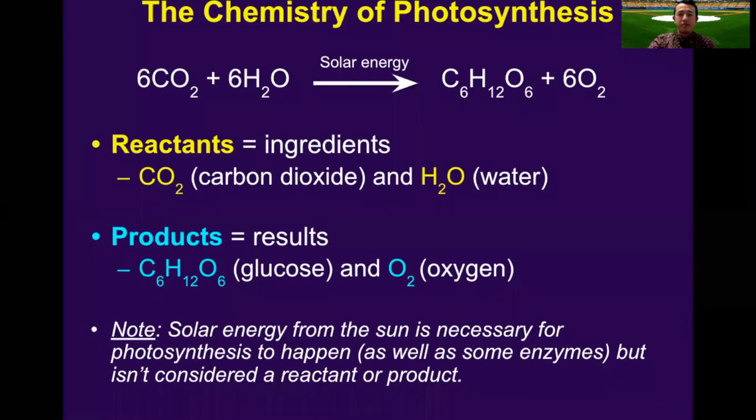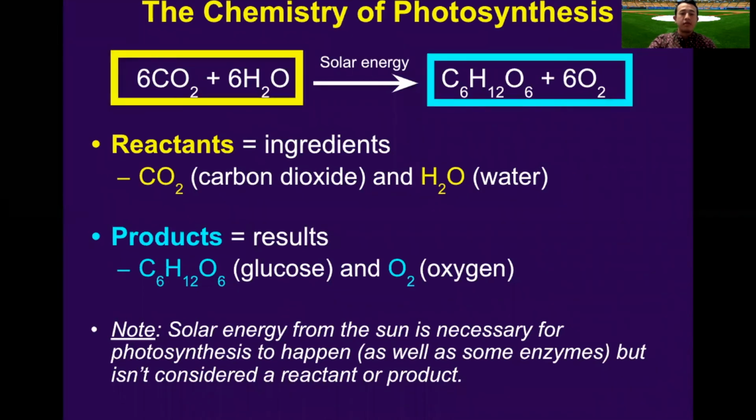Just looking at the chemistry behind it, kind of summarizing that formula I just went over. We've got our reactants and we've got our products. Those reactants are going to be our ingredients, that CO2, carbon dioxide, and H2O, water. That's what we're putting into the equation. We don't call solar energy a reactant. It's what yields our reactants to produce the products. And so we know our products, those results, are going to be C6H12O6, those glucose molecules, and that O2 oxygen, that waste product that gets released.